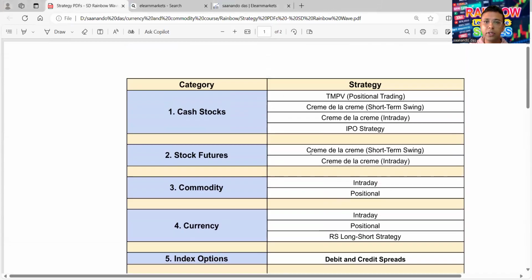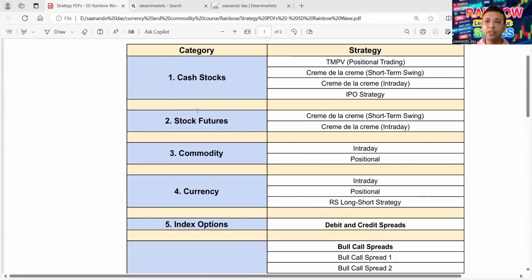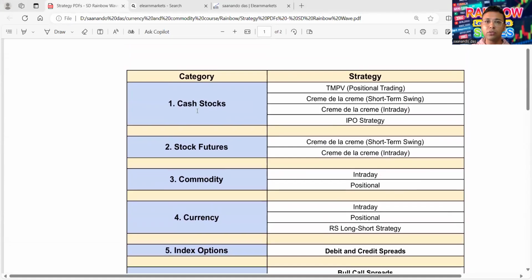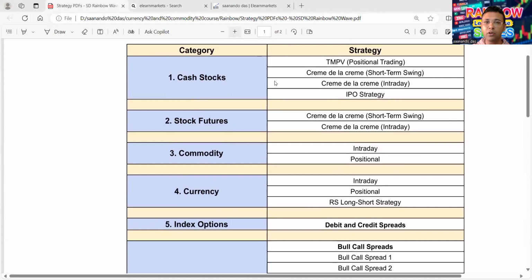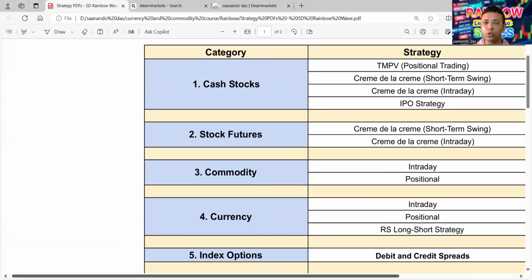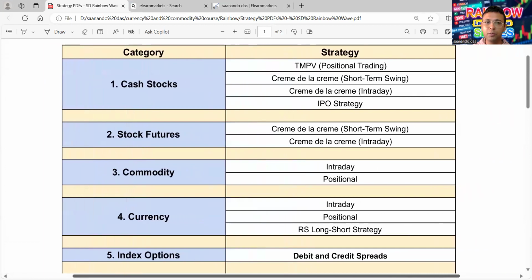Yeah, strategy PDF was there already. Sorry, it's my mistake. So here we have the category wise divided, कि कौन सा strategies are part of this fountain of gold का जो journey है. I think it is big enough ताकि आप सब लोग देख सके. Cash stocks is the TMPV positional trading strategy. TMPV is one of the great strategy.